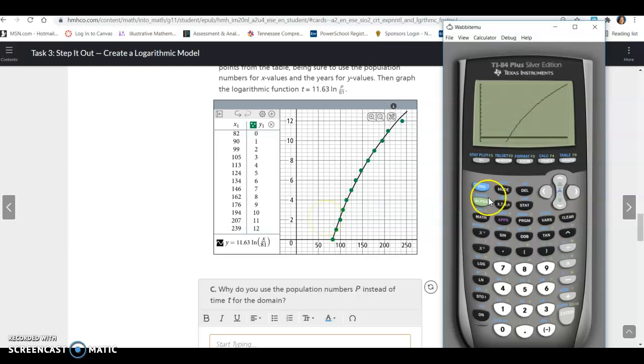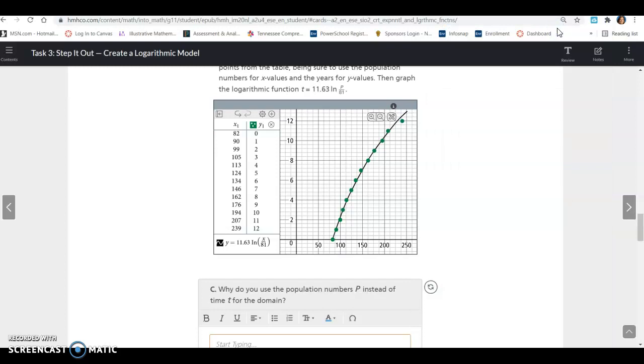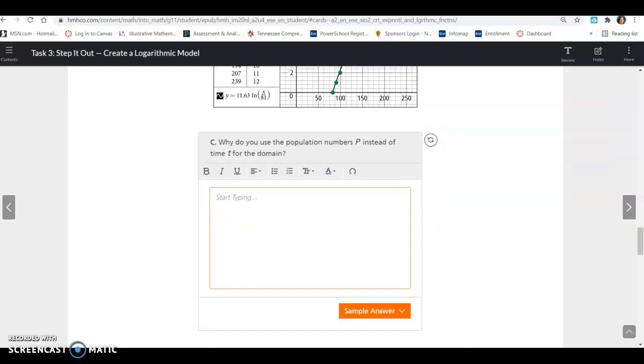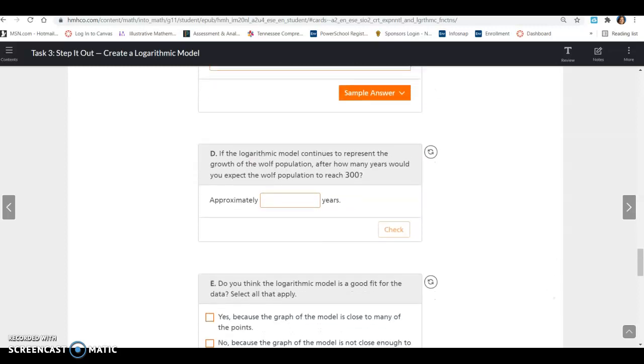Again, you can go to Stat, Calculate, and you can do an exponential or logarithmic regression if you have your table of values in there. And a logarithmic regression is always going to be the inverse of exponential, which means if you have a table of values, you simply have to switch the x and y. All right, here it just says, why do you use the population? That's because you're switching your domain and range.